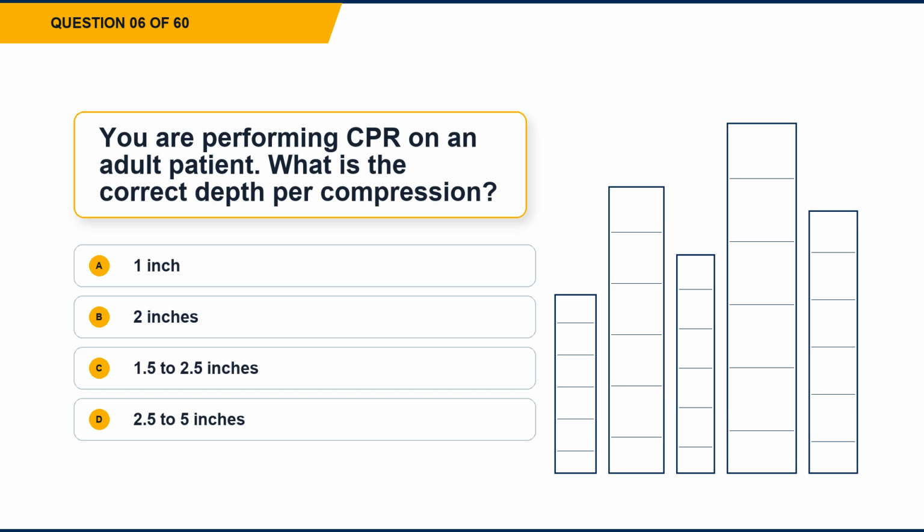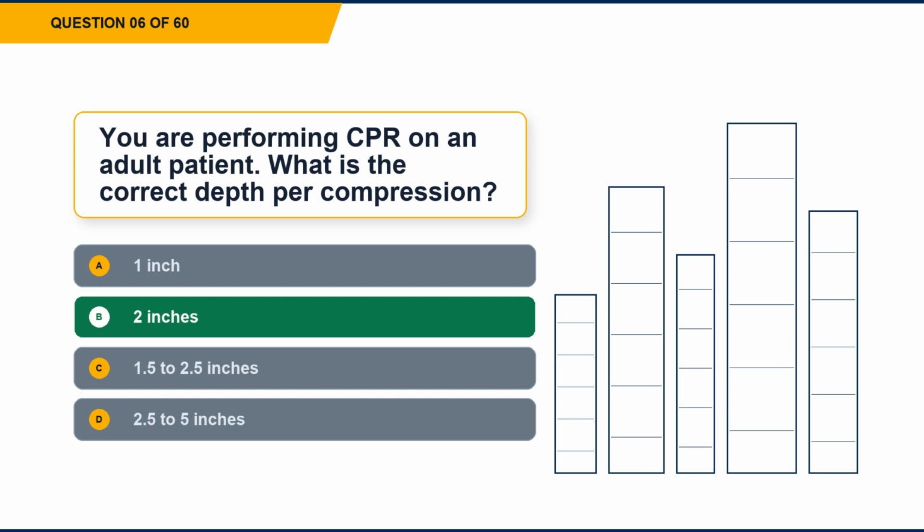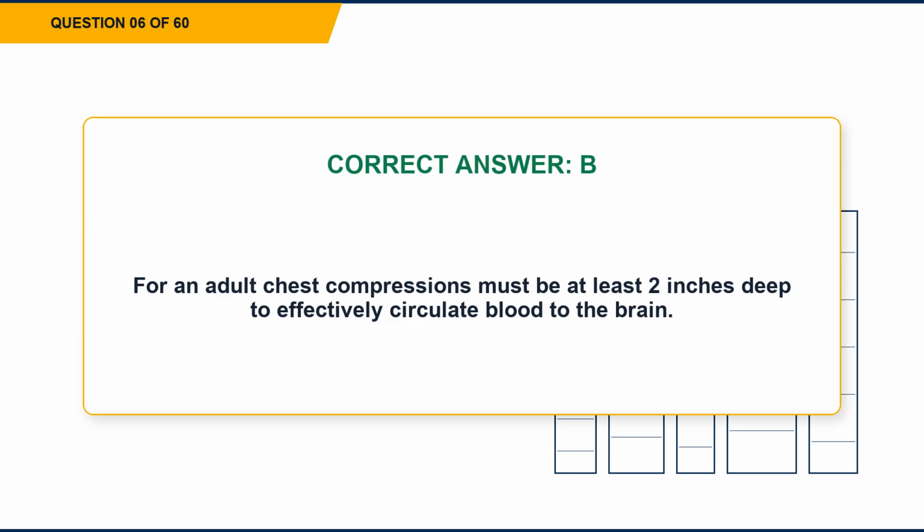Question 6. You are performing CPR on an adult patient. What is the correct depth per compression? Option A, 1 inch. Option B, 2 inches. Option C, 1.5 to 2.5 inches. Option D, 2.5 to 5 inches. The correct answer is option B, 2 inches. Explanation: for an adult, chest compressions must be at least 2 inches deep to effectively circulate blood to the brain.